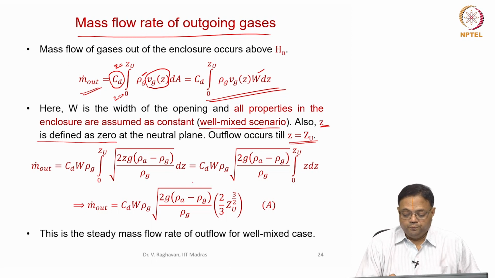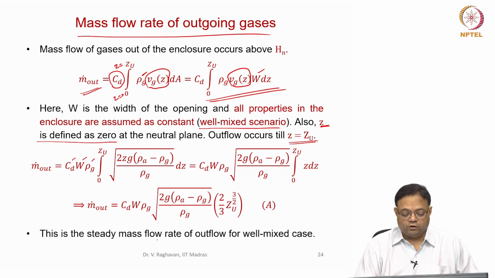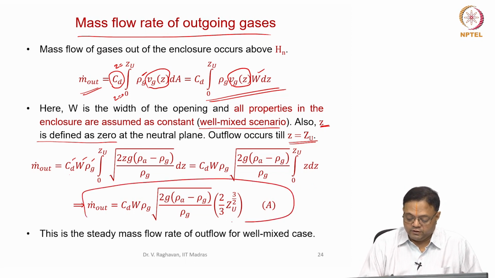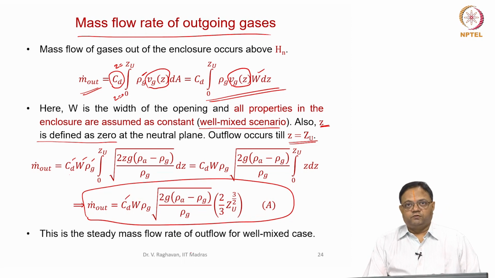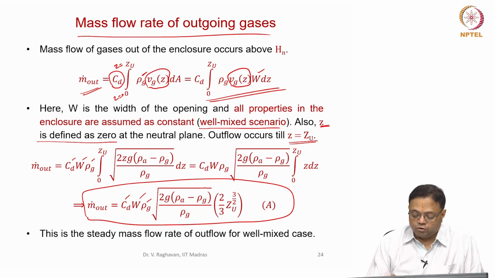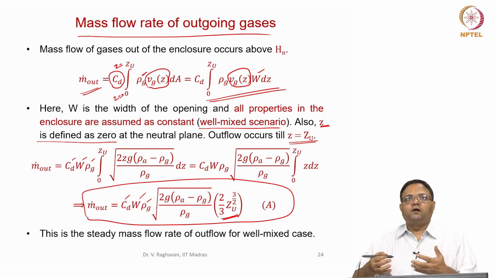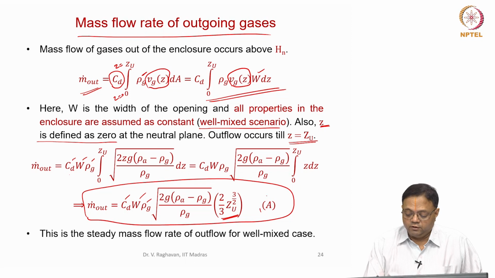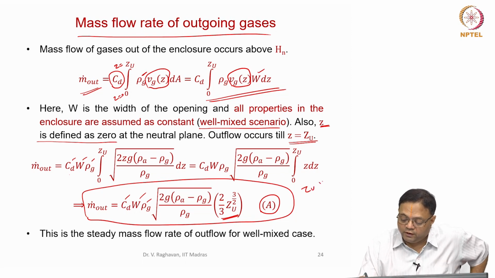So now I plug in the equation for Vg as a function of Z here, and W is constant, CD also I know, by experience only I will know that, rho g also is taken as constant. So just integrate this, I get an expression, equation A, which is the mass flow rate of the gases going out of the enclosure, which is some coefficient of discharge, width of the vent, the density, the average density, let us say, of the hot gases into under root 2g rho a minus rho g divided by rho g into 2 by 3 Zu power 3 by 2. That is the average or steady mass flow rate. The actually fully developed condition is a steady flow rate also. That is the outgoing mass. Equation A gives this. So this means one thing is unknown. Zu itself is unknown here.